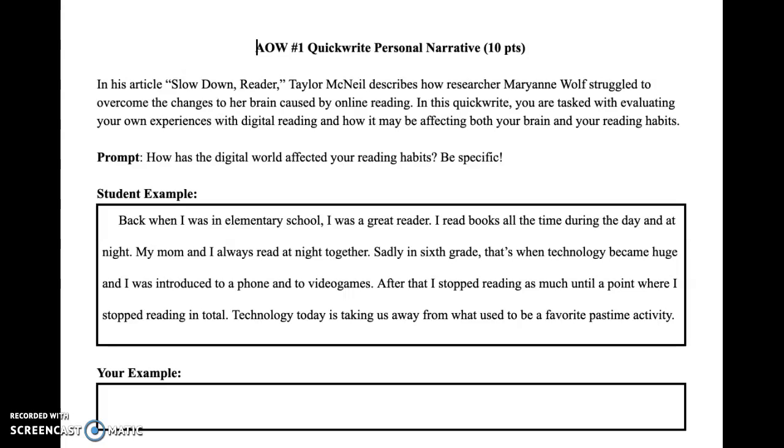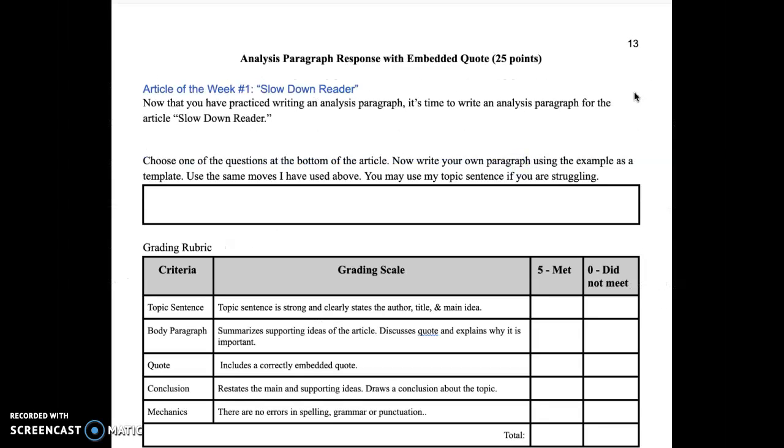So a personal response means that you're making some kind of connection between your life and the text. Now, I've given you an idea of what you could respond to. You don't have to use this idea. You could use something else, some other connection. I saw some people in their comments say things like, "This is me. This is what I do." And so you might want to use that as your response. But as an idea, you're tasked with evaluating your own experiences with digital reading and how it may be affecting both your brain and your reading habits, because that's what our article was about. So my example, all right.